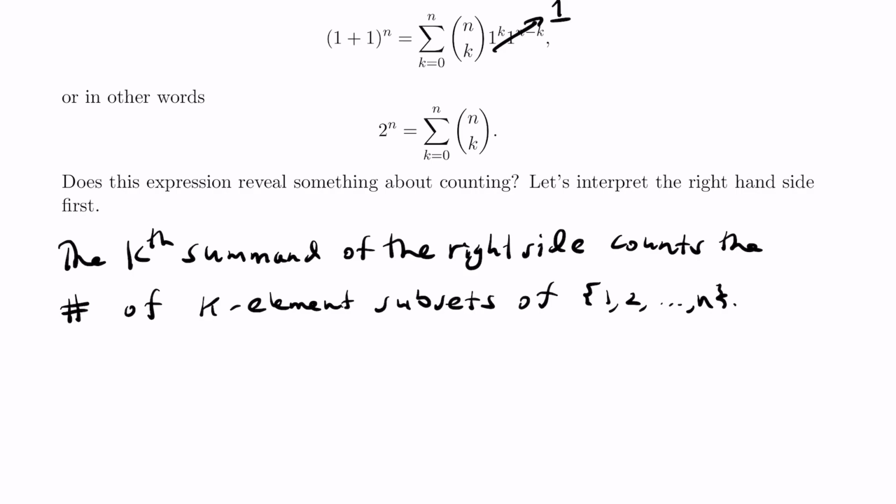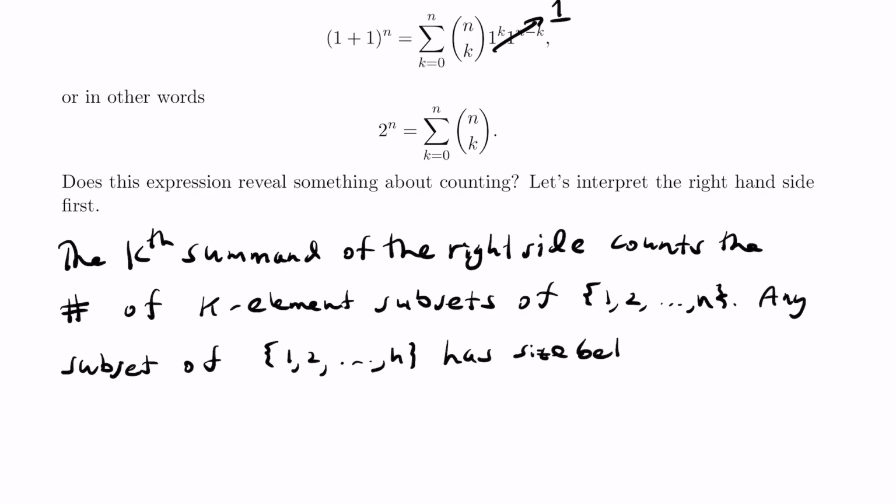All right, and now we're summing over all possible values of k, going from 0 to n. So we're counting the 0 element subsets, 1 element subsets, etc., all the way up to the n element subsets. That covers all possible sizes of subsets. Any subset of the set 1 through n has size between 0 and n inclusive. Inclusive means that we include the possibility of 0 and n.